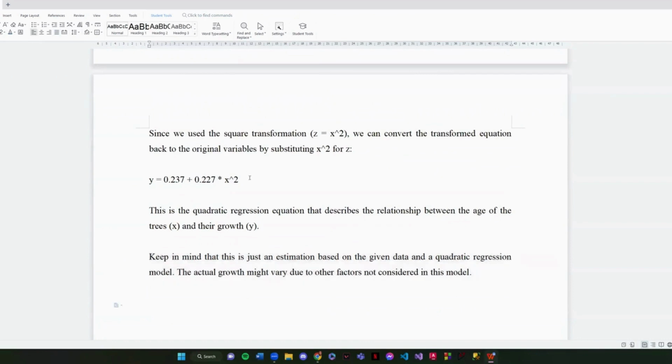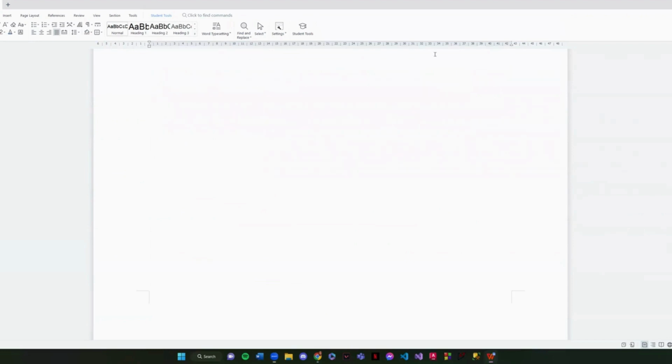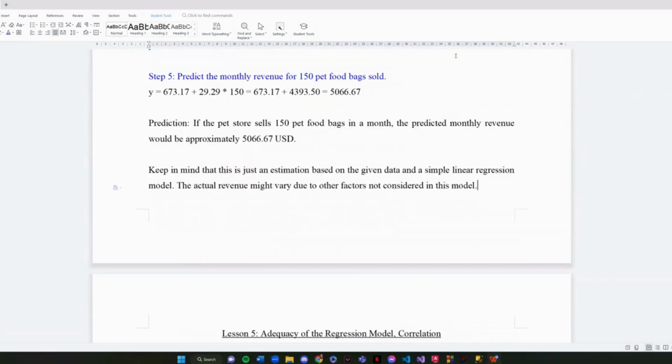Keep in mind that this is just an estimation. Yan. Based on the given data, quadratic regression model. The actual growth may vary due to the other factors not considered in these models. Also remember that the transformation we use in this problem is just one example. There are many other types of transformations that can be applied depending on the specific relationship between the variables.